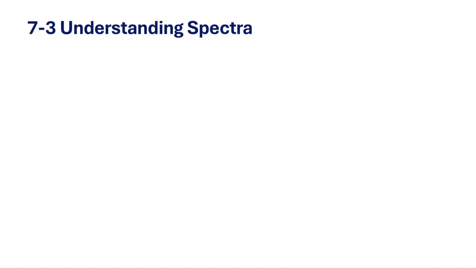Alright everyone, let's start section 3, Understanding Spectra. This is where astronomy gets really exciting because by looking at light, we can figure out almost everything about a star: its temperature, its motion, and even what it's made of. So let's break this down step by step.